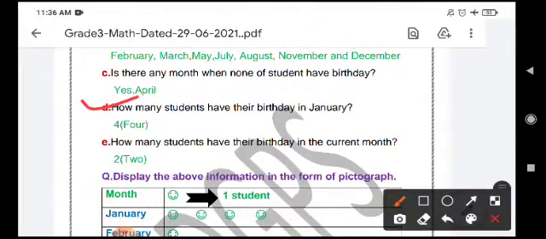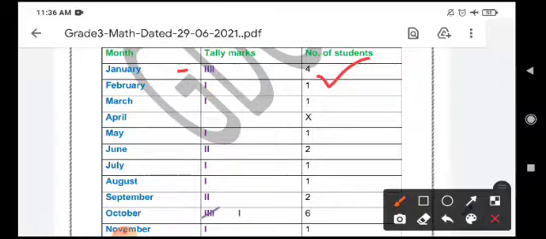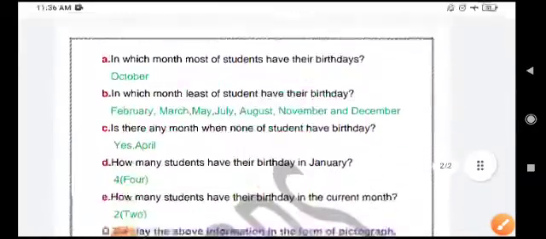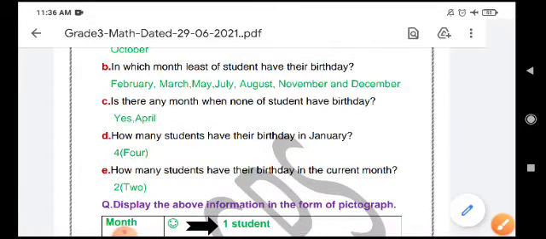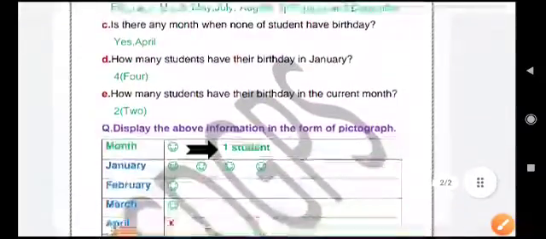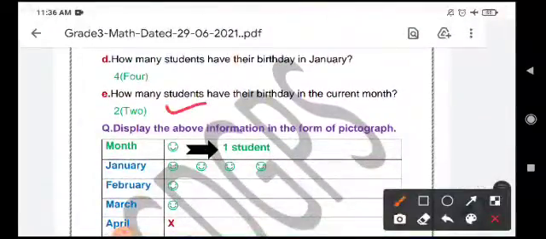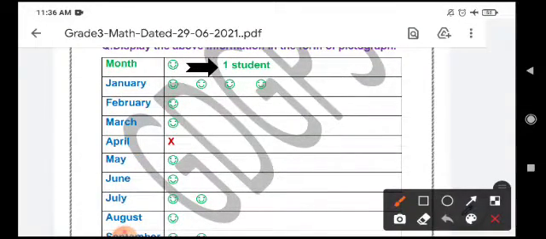How many students have their birthdays in January? So we will see it from the chart. How many have? 4. So we will write 4. E part, how many students have their birthday in the current month? So the current month is June, and in June 2 students have their birthday. That means we are going to write 2. Done with these questions, now we have to display the above information in the form of a pictograph.